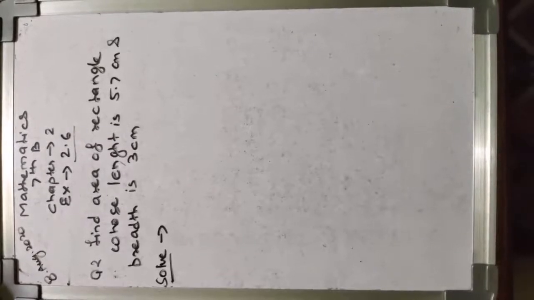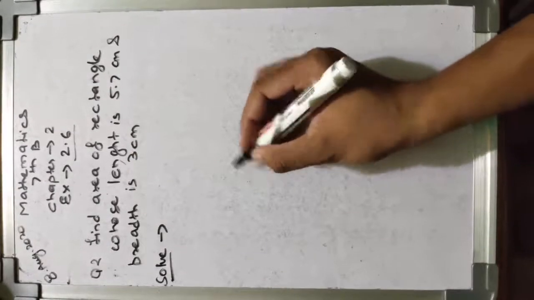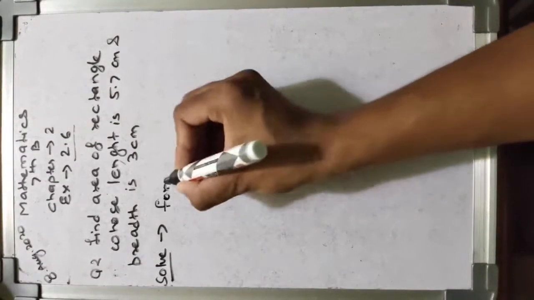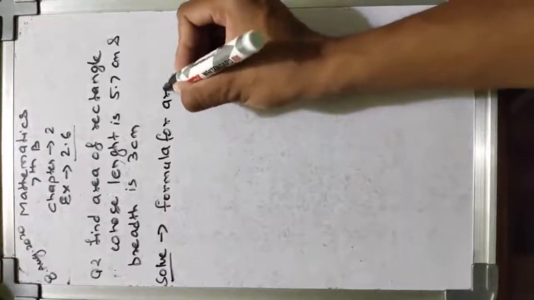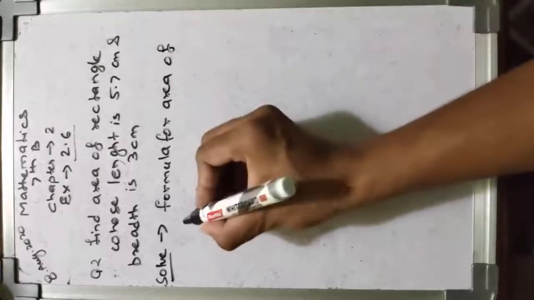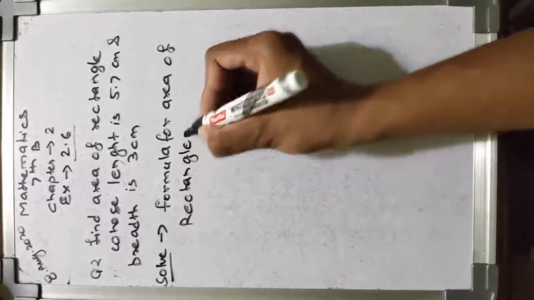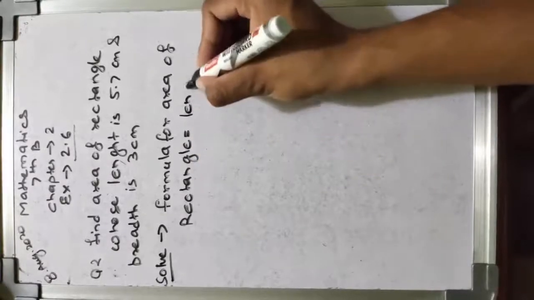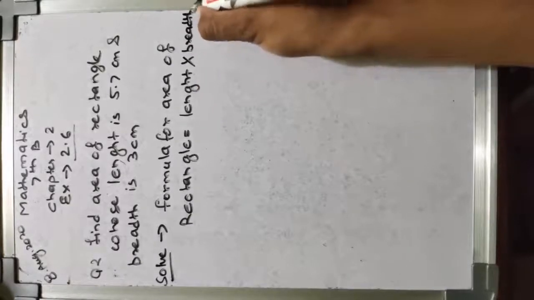So this is the second question, and in this question you have to find area of rectangle. So the formula for area of rectangle will be length into breadth. Length into breadth is the formula for area of rectangle.